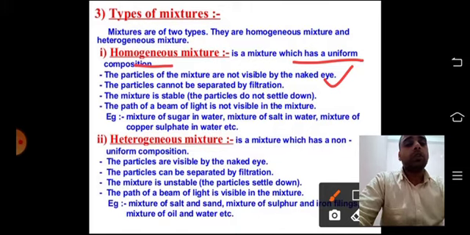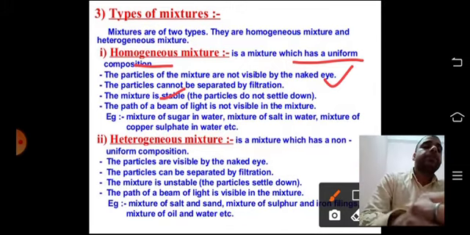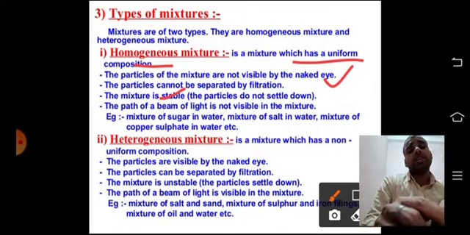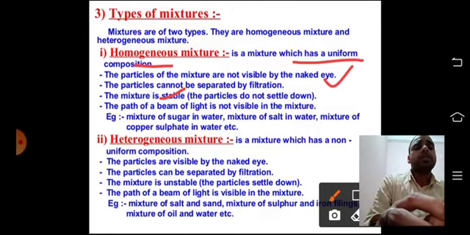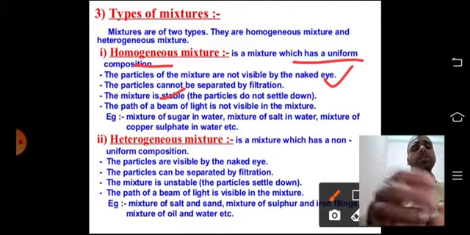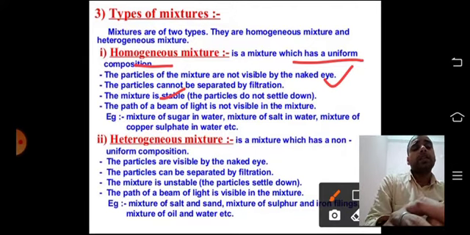The homogeneous mixture can also be called a true solution, which cannot be filtered. Now the mixture is stable. As the particles are very small in size, they cannot move here and there. They are mixed into the interparticle spaces, and if left undisturbed for some time, they will not settle down at the bottom because they have disappeared into the interparticle spaces.